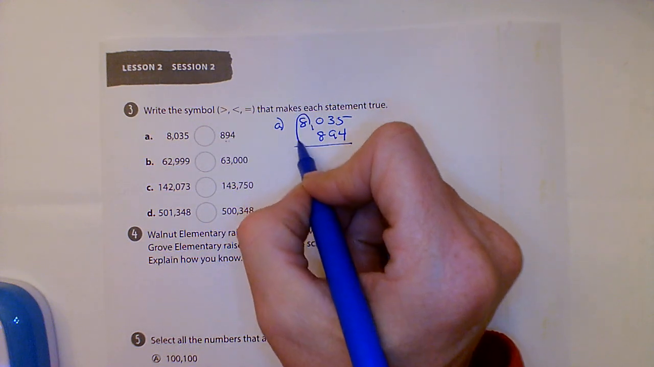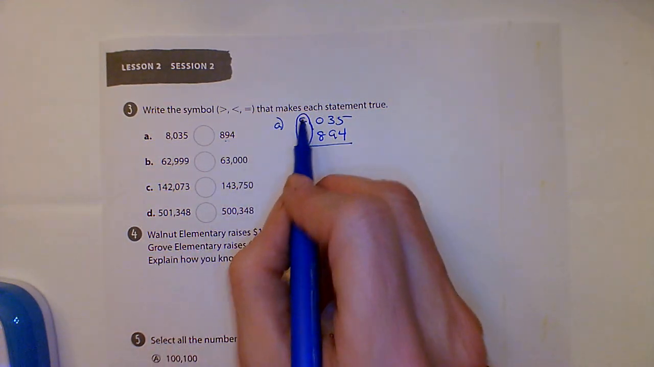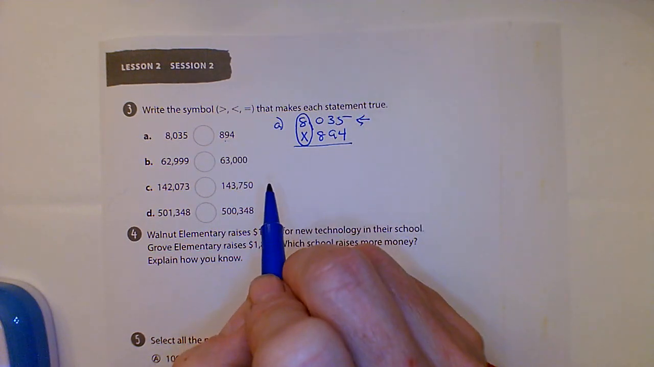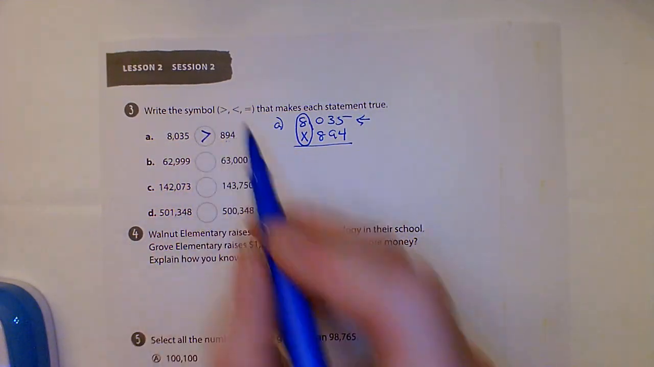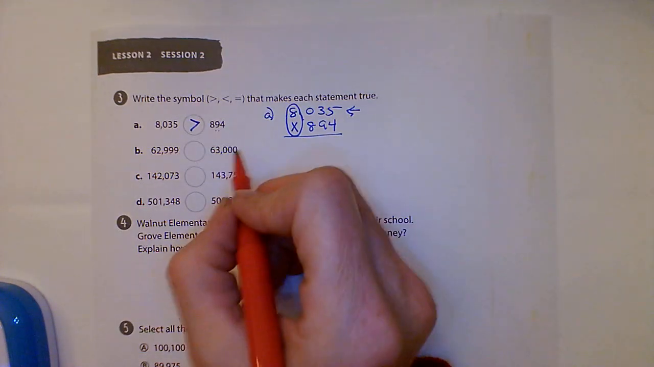And now what I do is I look at the first one. I have 8,000 versus no 1,000. 8,000 is definitely larger, so the alligator is definitely going to eat that 8,000. Next one, let's do B.